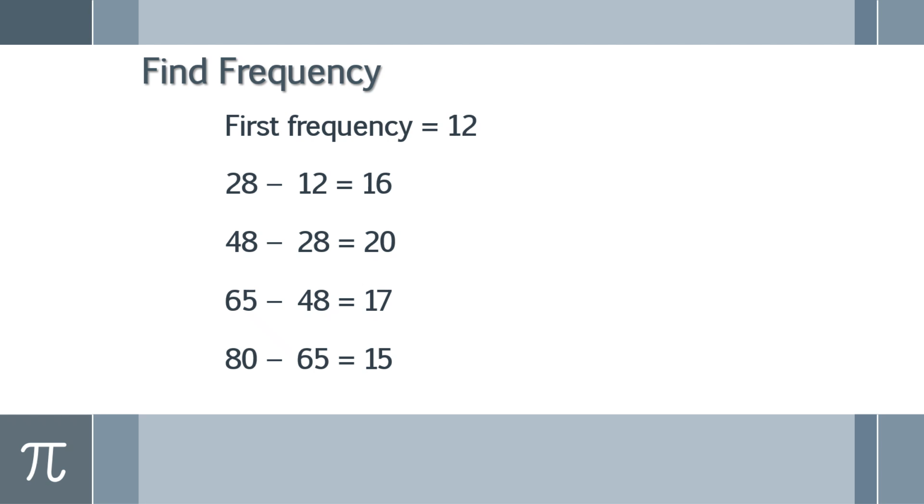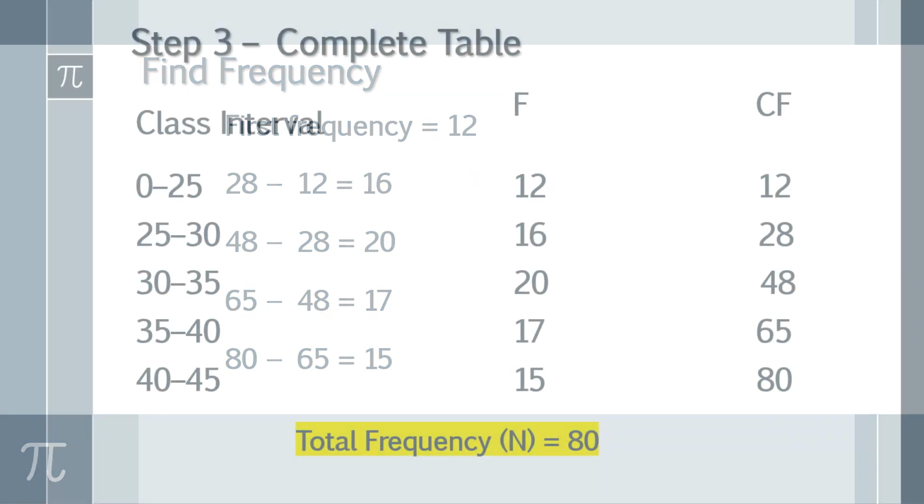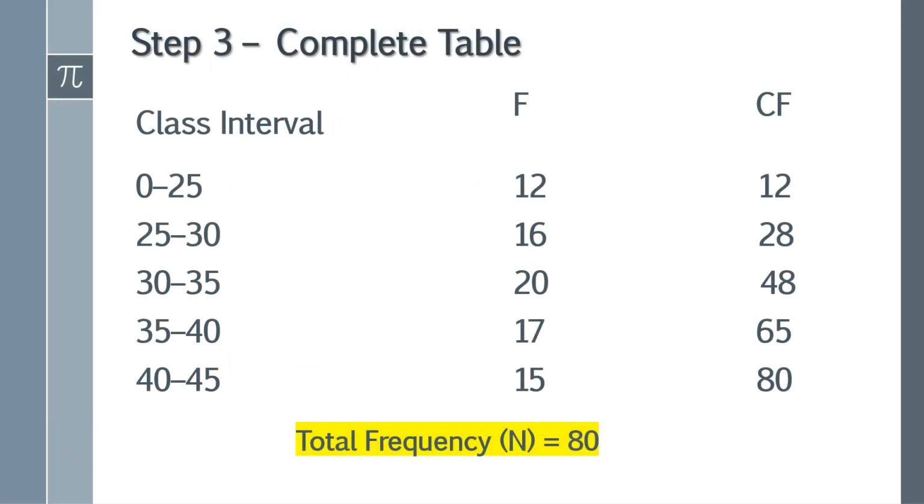Next, we calculate the frequency of each class interval. The first frequency is 12. Then we subtract consecutive cumulative frequencies. 28 minus 12 gives 16. 48 minus 28 gives 20. 65 minus 48 gives 17. 80 minus 65 gives 15. After calculating the frequencies, we complete the table.